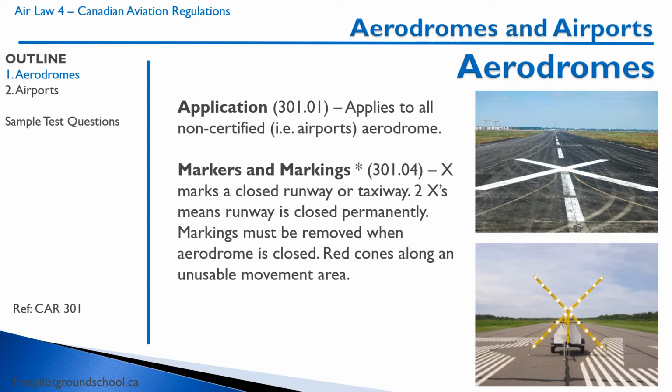An aerodrome, this is section 301 in the CARs, applies to all non-certified aerodromes. So these are typically going to be the aerodromes that you see kind of in the country. A farmer has his own aerodrome. Some of the smaller grass strips, they will. A larger airport, let's say like Toronto or Kitchener, Montreal, Prince George, those are all certified aerodromes or airports.